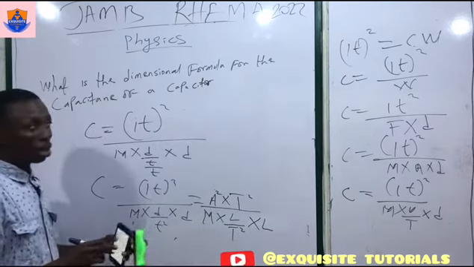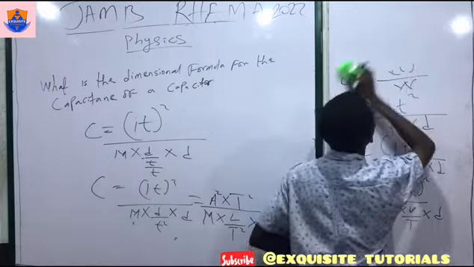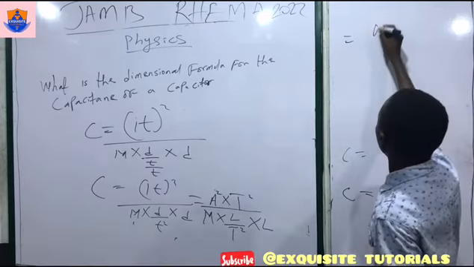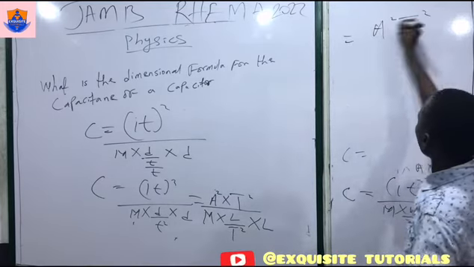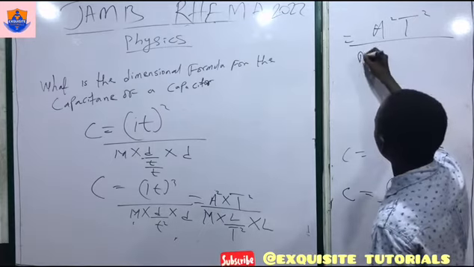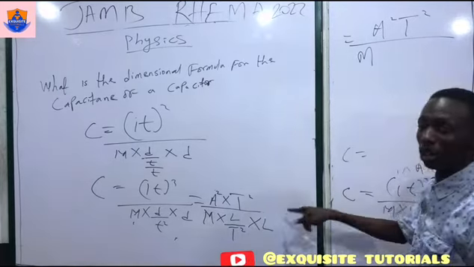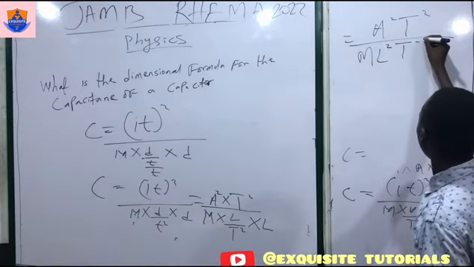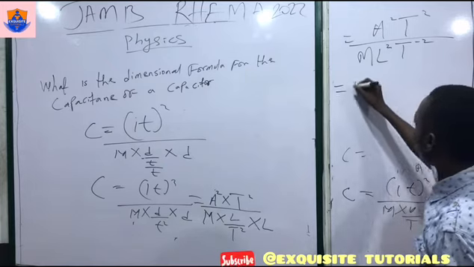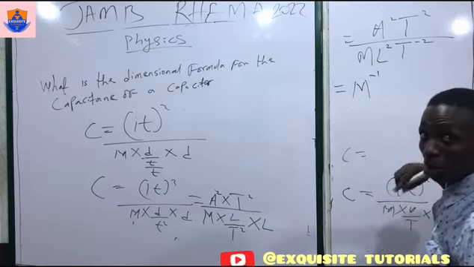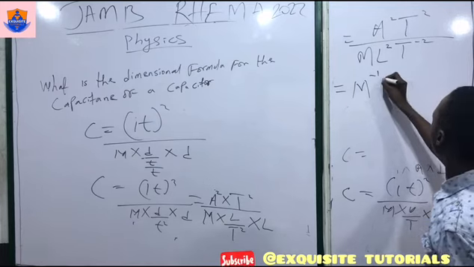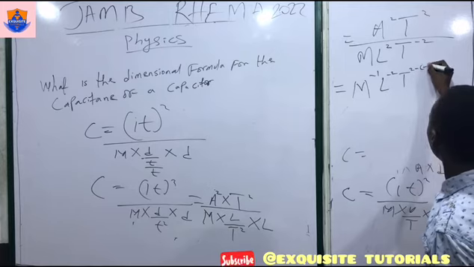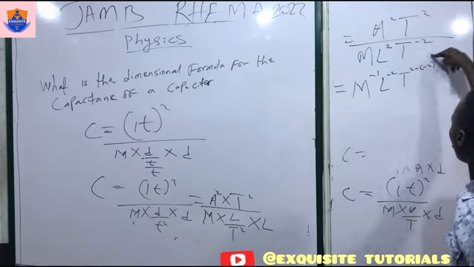Distance remains L. Now this can go further to be A square, T square over M. L times L is L square. This T comes up to be T minus 2. This can go further to be M minus 1, L minus 2. T minus 2, because this minus 2 will come up.